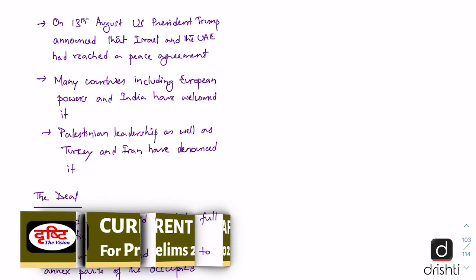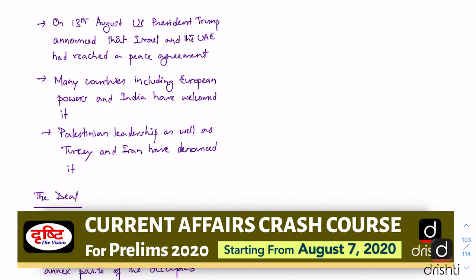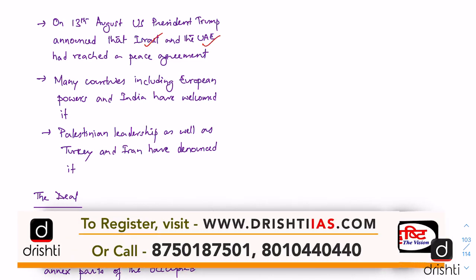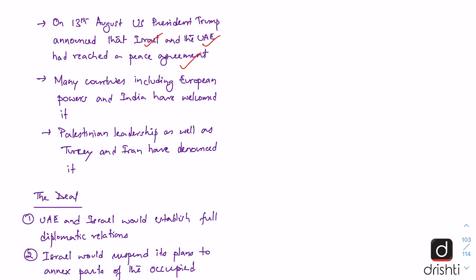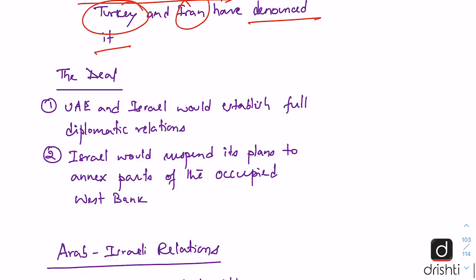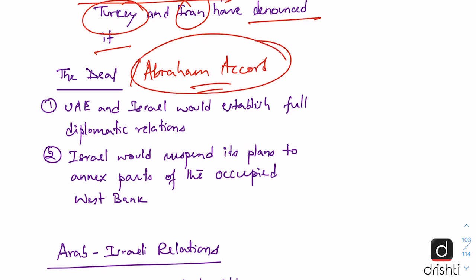So on 13th of August, US President Trump announced that Israel and UAE had reached a peace agreement. And many countries including European powers and India have welcomed it, whereas Palestinian leadership as well as countries like Turkey and Iran have denounced it. And the deal is also known as Abraham Accord. This is important and we should know it.